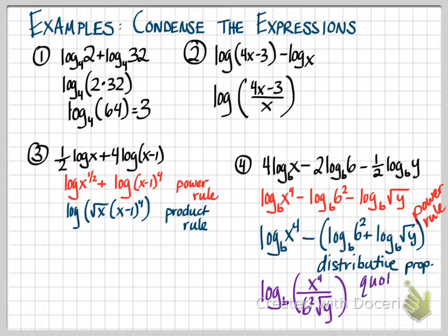So I kind of use 2 properties here. I use the quotient rule to create x to the 4th over that second piece that was in the parentheses. I also use the product rule in the denominator, and I put the two pieces together, b squared and the square root of y, because of the product rule. Now I've fully condensed because I have one logarithm in my result.